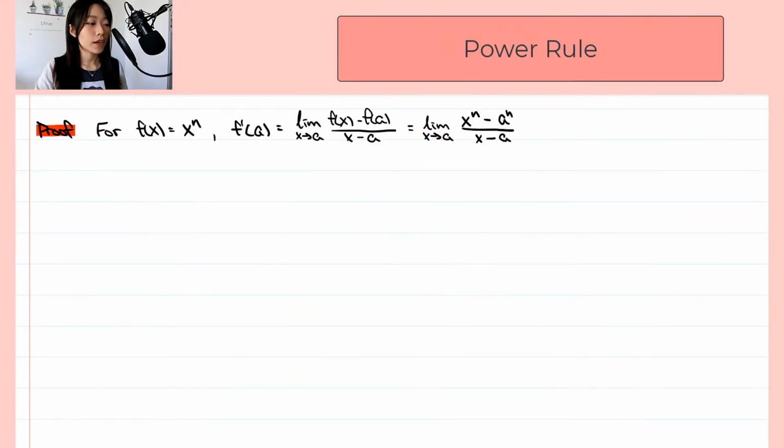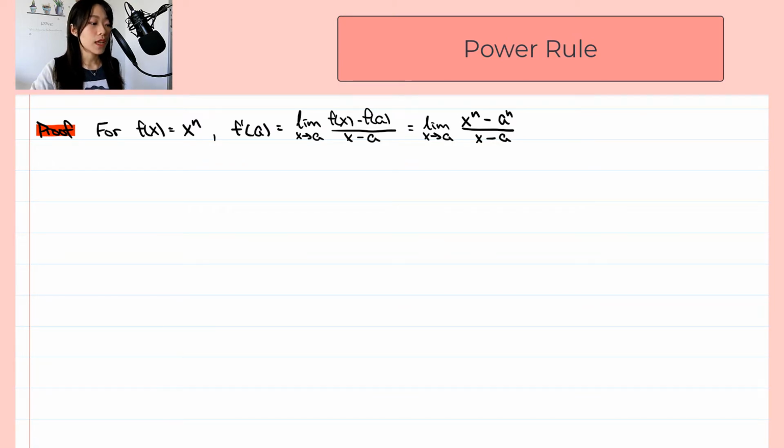So we're going to start with the definition of the derivative function. For f of x equals x to the power of n, the derivative is the limit of the change in y over the change in x. Consider the two points in x, x and a. The change in y would be f of x minus f of a, and the change in x would be x minus a. Since we are looking for the slope of the tangent line, we want to make the two points really close to each other. So we are taking the limit as x approaches a.